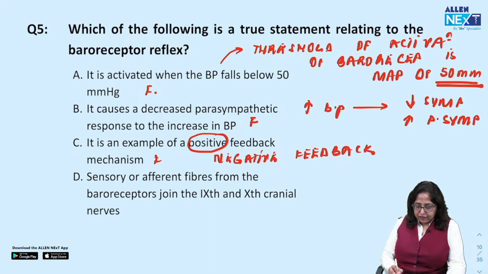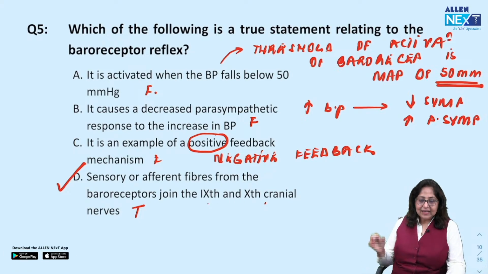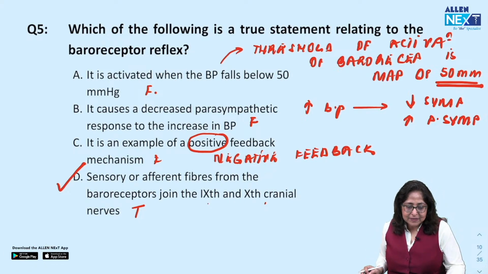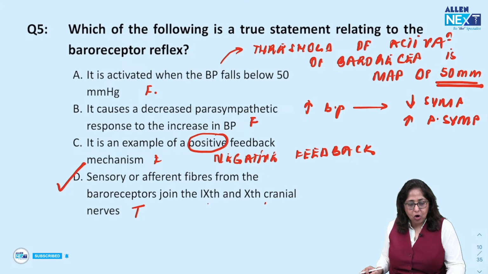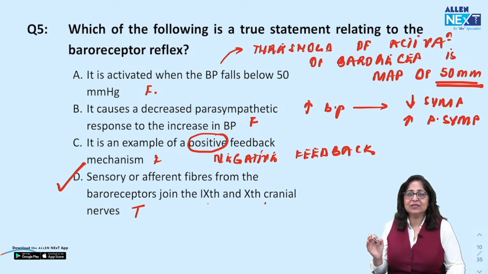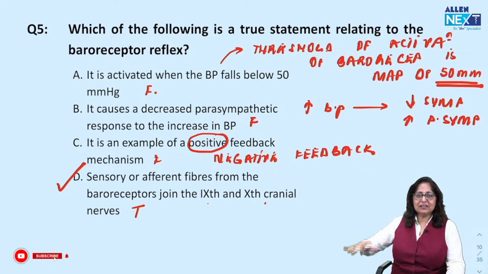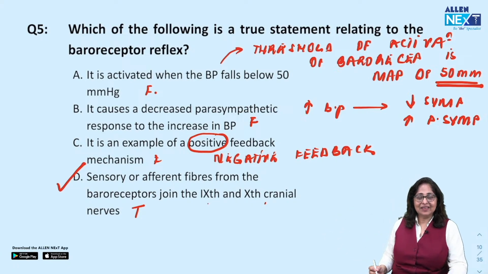Sensory or the afferent fibers from the baroreceptors join the 9th and the 10th cranial nerves. This is true. So my answer to this question is D, right? So let me see. Dr. Anil Soni says it increases parasympathetic, negative feedback. Option D is right. Excellent. That is absolutely right. Remember, when the baroreceptors are excited, sympathetic response reduces and parasympathetic increases, right?